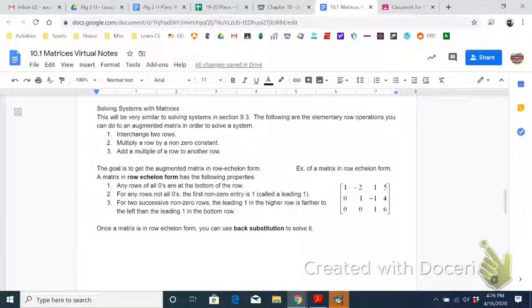Okay, now solving systems with matrices is very similar to solving by elimination. It's just we're going to rewrite everything, kind of keep it in a more organized way by using matrices. So a reminder, the elementary row operations are that you can interchange any two rows, you can multiply rows by non-zero constants, and you can add rows to each other. So the goal is to do these elementary row operations that are checkmarked above to get our coefficient matrix in row-echelon form, which looks like that.